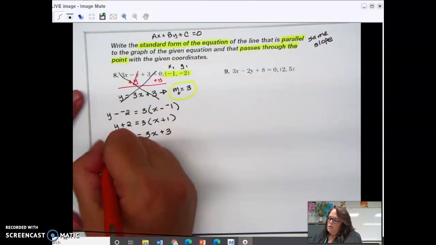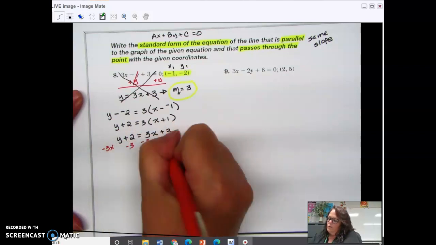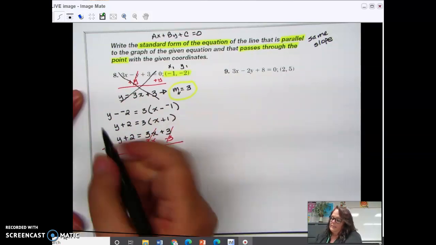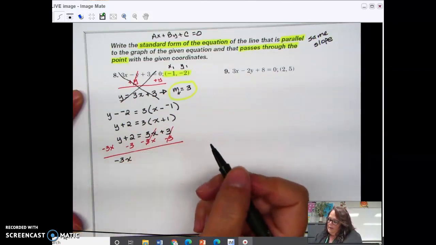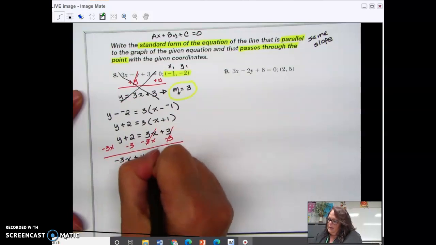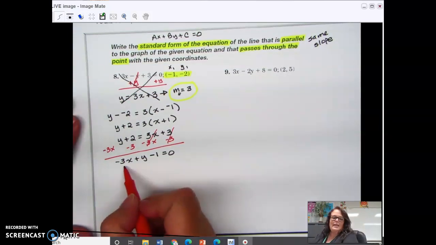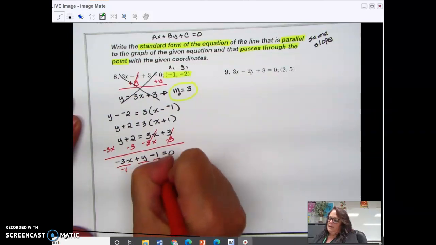So if I move this over, I'm going to move over the 3x, and I'm going to move over the 3, so that everything becomes 0 on the right-hand side. So this is negative 3x, and then I get plus y, and then I get minus 1 is equal to 0. And it looks like I'm in standard form, except that this 3 is negative, and that first one can't be negative. So we're going to divide through by negative 1.